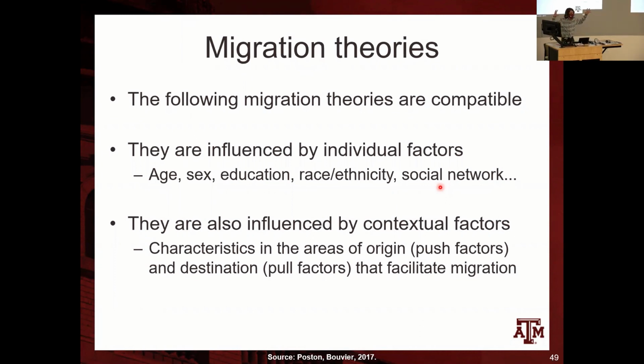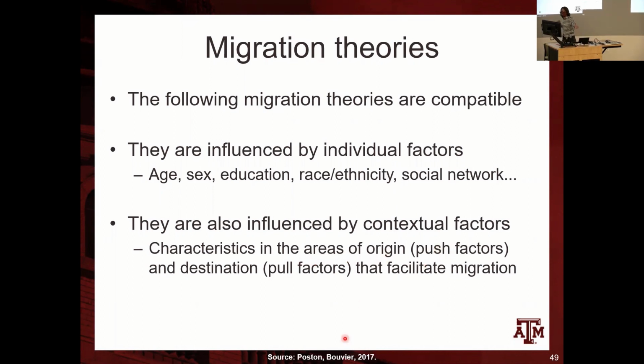And so it's important for us to understand these migration theories as complementing each other. Some of them emphasize individual factors, some of them emphasize contextual factors. The contextual factors are characteristics of the areas of origin and destination. And what is important, if we do have all this data, is to include all of them in the analysis and see which one is most important. And the characteristics of areas of origin and destination are called the push and pull factors.